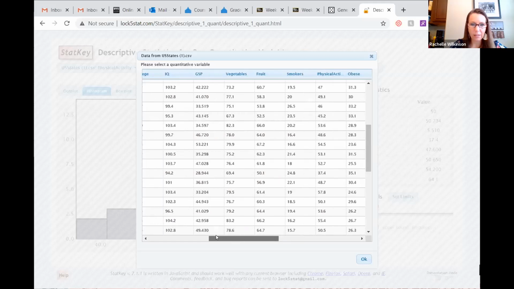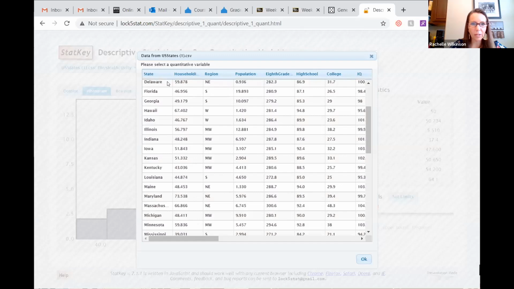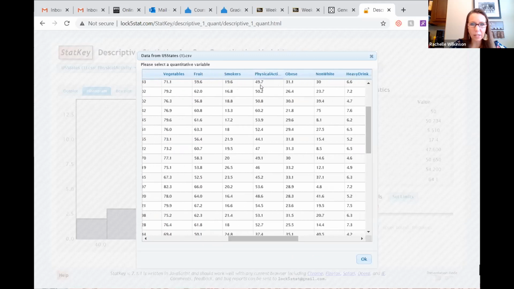All right, then I'm going to look for Delaware. Okay, so I've made Delaware at the top, easier to find. And I'm going to scroll over here to physical activity. So physical activity for Delaware is 49.7. Okay, so next to Delaware on my paper, I wrote 49.7.